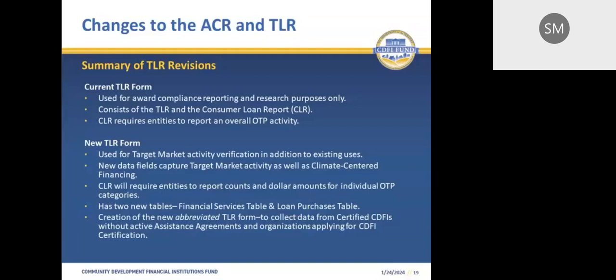There is a new transaction purpose for climate-centered financing. This addition aligns with the tracking of climate-centered financing, which we have done through the ACR for several reporting rounds now. On the consumer loan TLR for regulated entities, organizations must report count and dollar amounts for individual OTP categories now, rather than an aggregated total OTP category if they have a proposed or approved OTP target market component.